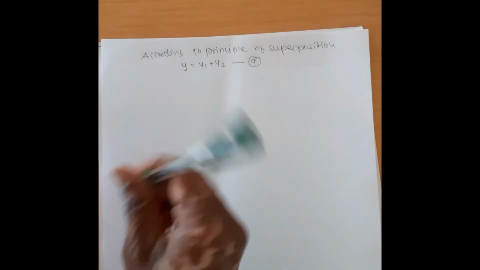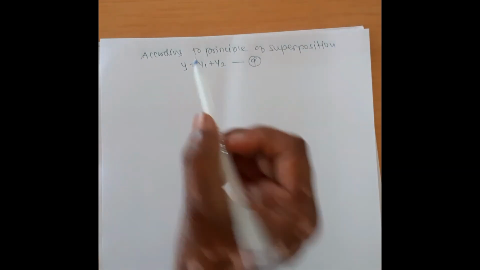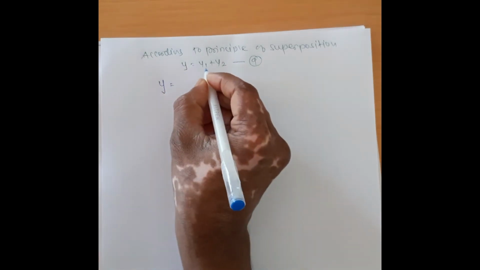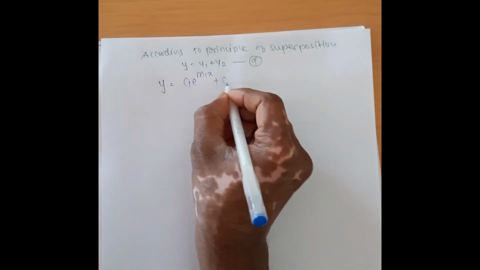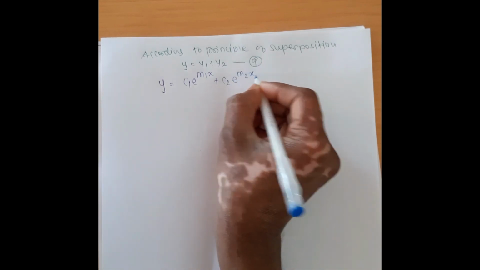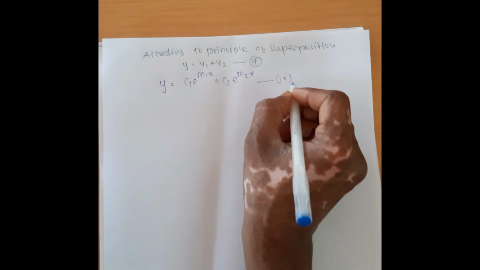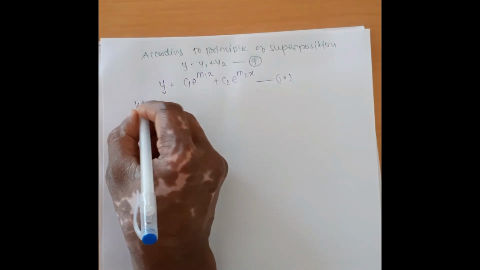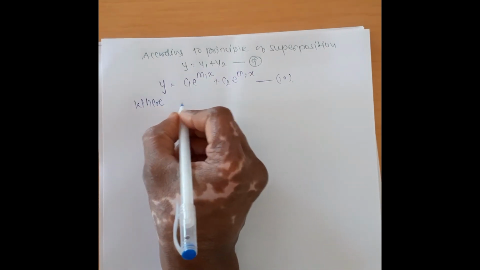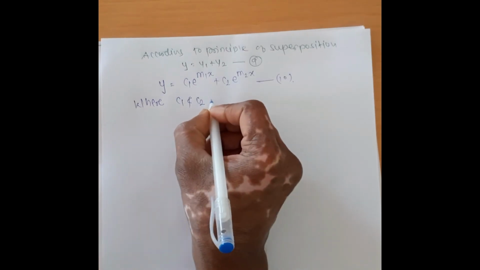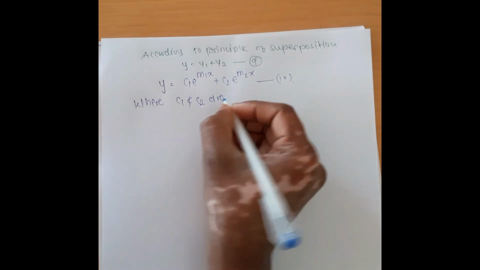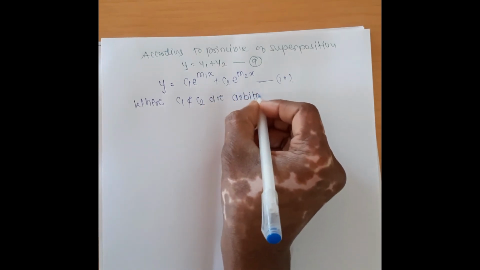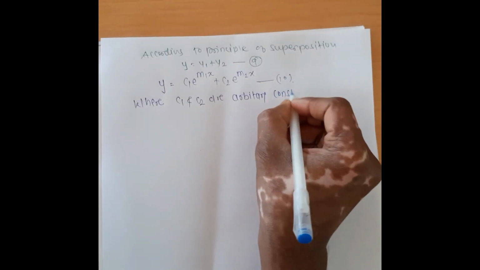It will be y is equal to c1 e raised to m1x plus c2 e raised to m2x. So this is the final equation, where c1 and c2 are arbitrary constants.